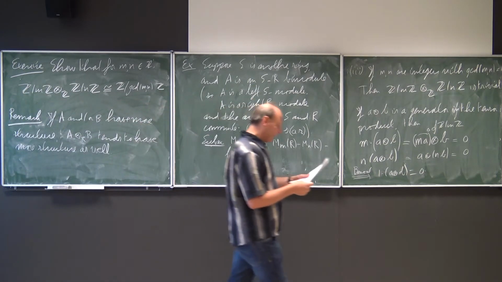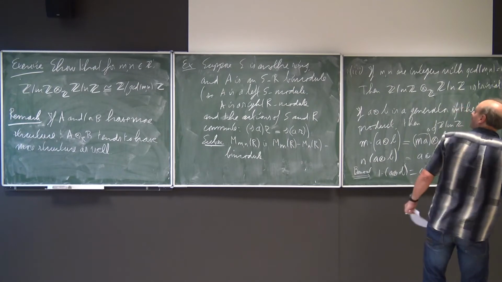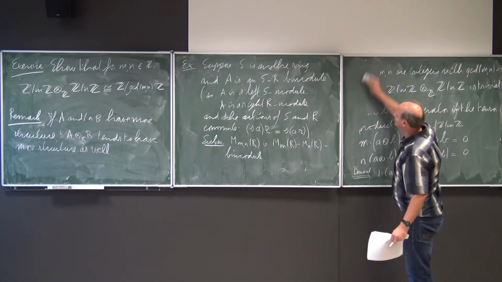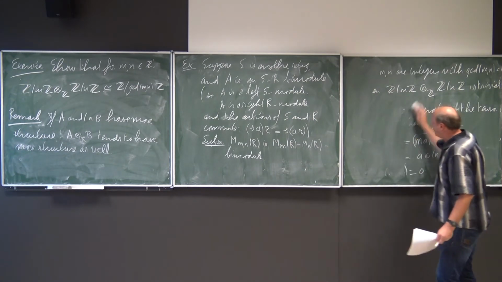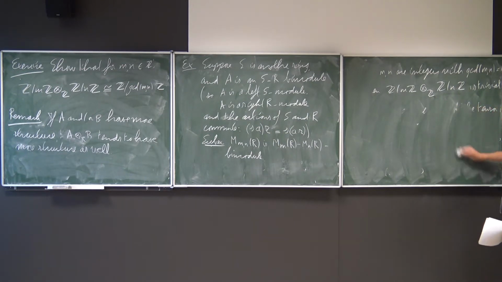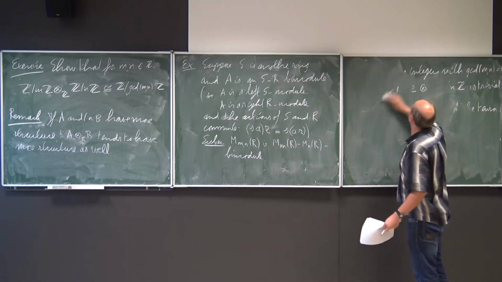Anyway, if you're in the situation where A has an additional multiplication on the left, then you can do this on the tensor product as well.